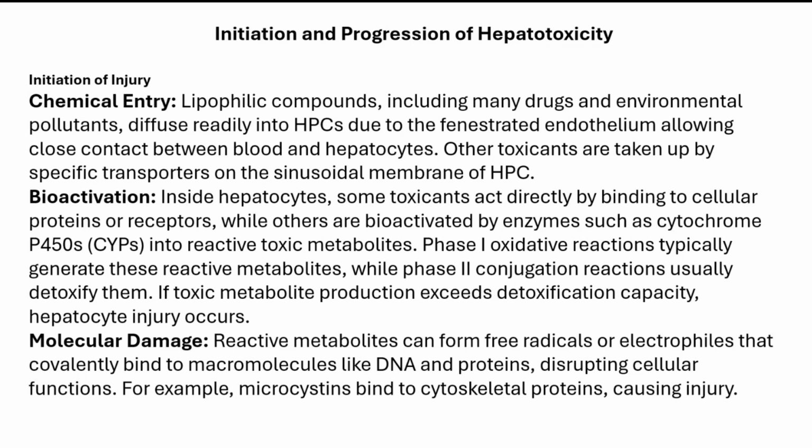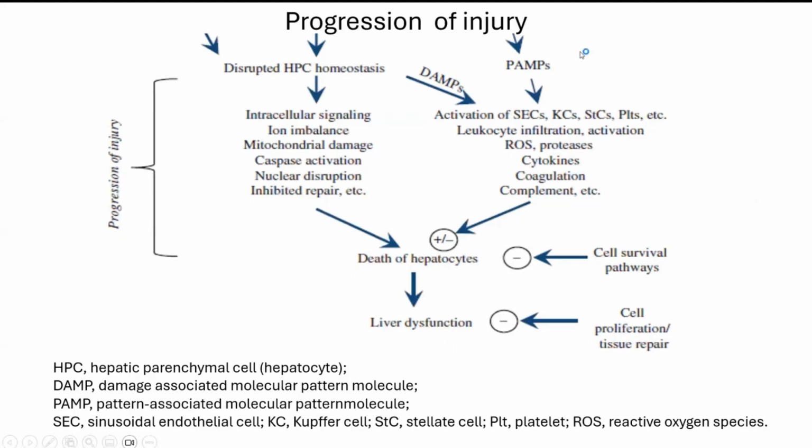Then there is molecular damage. Reactive metabolites can form free radicals or electrophiles that covalently bind to macromolecules like DNA and proteins, disrupting cellular functions. For example, microcystins bind to cytoskeletal proteins and cause injury. Next, progression. The disrupted hepatocyte homeostasis starts with changes in intracellular signaling, ion imbalance, then mitochondrial damage, caspase activation, nuclear disruption, and inhibited repair. That will all lead to death of the hepatocytes and then liver dysfunction.